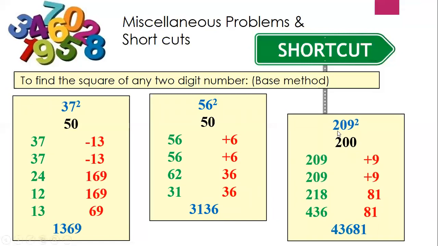Now let's go for 209 squared. So here 200 will be the base. Okay. So 209 minus 200, here it will be plus 9. Here also plus 9. So 9 into 9 is 81. 209 plus 9 will be 218.